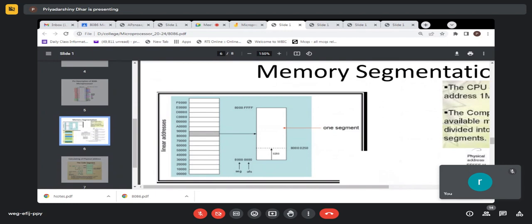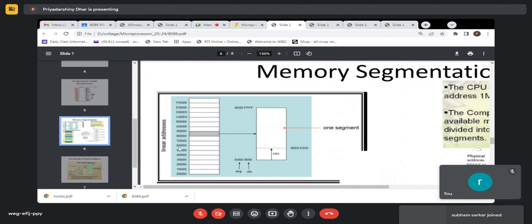But one more thing you have to remember, this segment address is the upper 16-bit address. हाँ, अपर 16 बिट हो जाएगा. Upper 16-bit address. So this is 16-bit, but physical address consists of 20 bits. So you have to shift this 8000 or any segment address 4 times to the leftward direction.